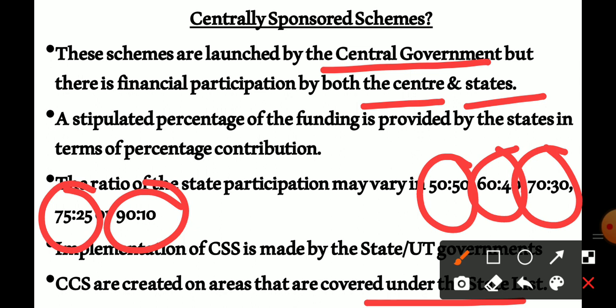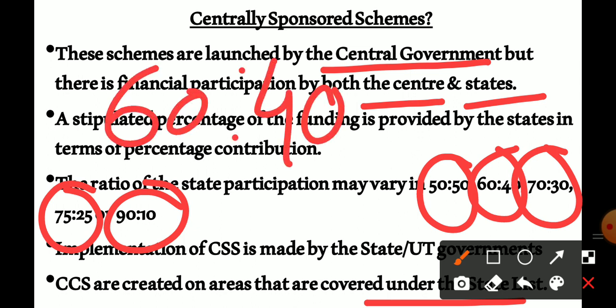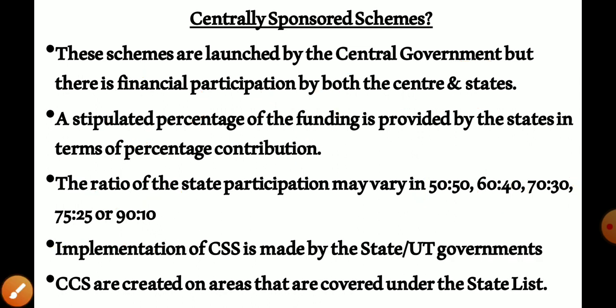The examples of centrally sponsored schemes are MGNREGA or Pradhan Mantri Gramin Sadak Yojana. Pradhan Mantri Gramin Sadak Yojana was launched by the central government. It was a centrally sponsored scheme in which the financial burden is shared by both the center and the state in the ratio of 60:40. But the implementation part falls on the state government. So this is the basic difference between the central sector scheme and the centrally sponsored scheme.